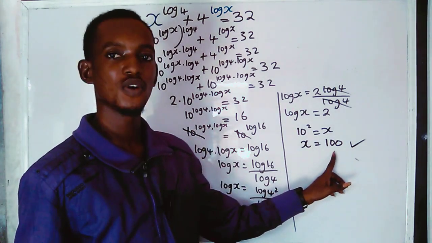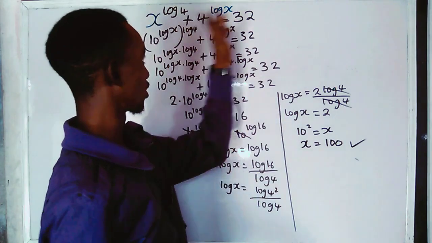When you input the value of 100 into this equation, you are going to get 32.